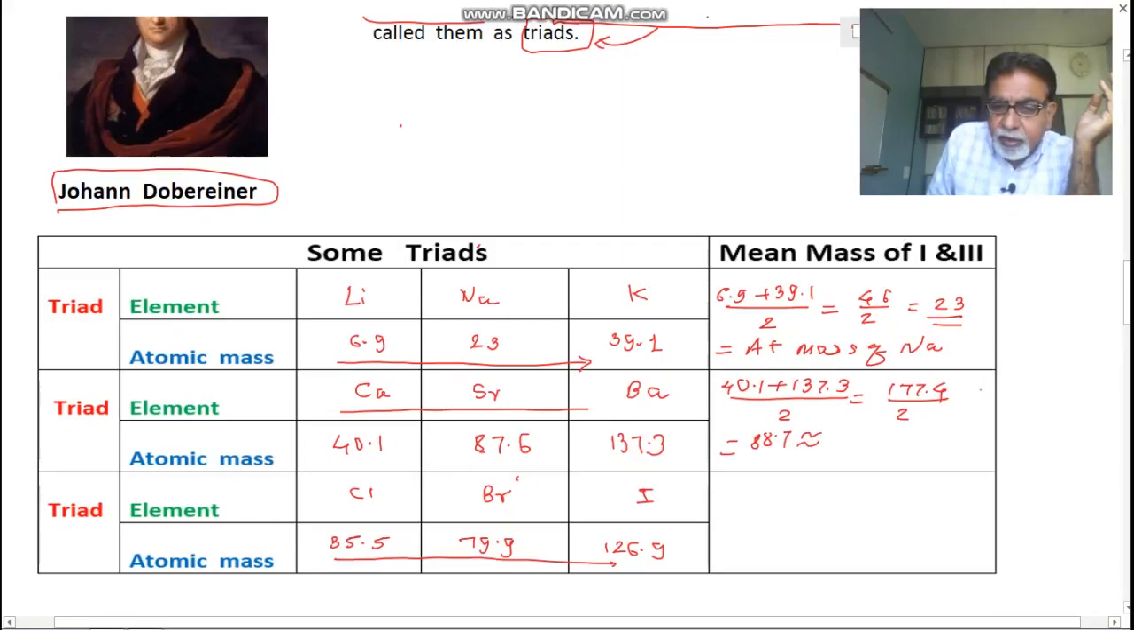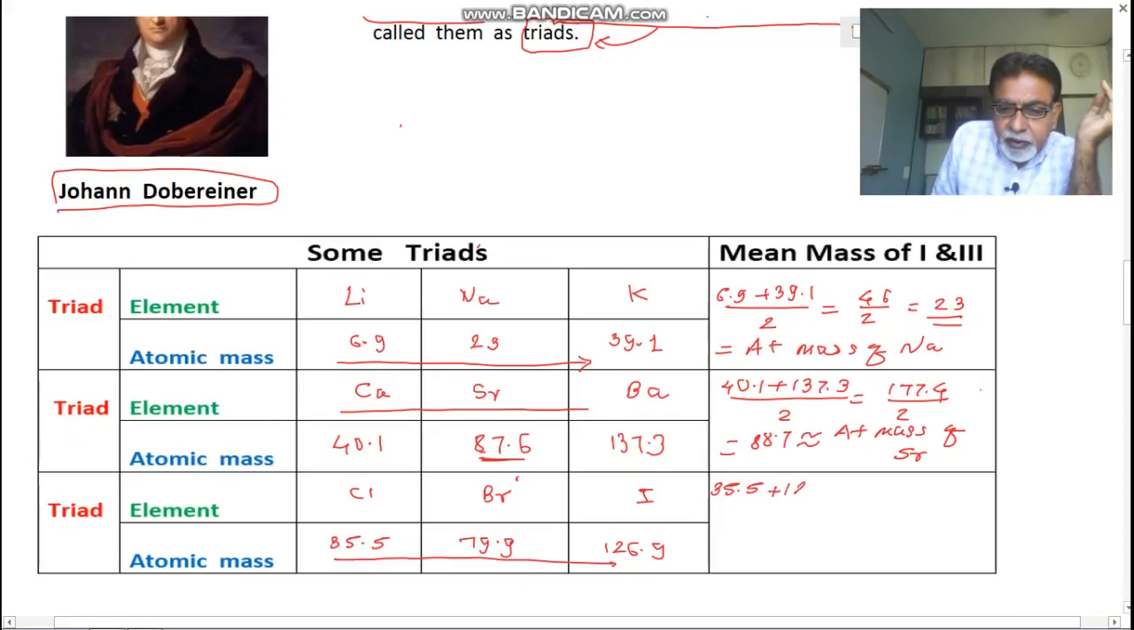And so, what can we say now? It is not exactly equal to that of strontium. It is approximately equal to the atomic mass of the middle one, that is strontium. Let's calculate the same for the third also.